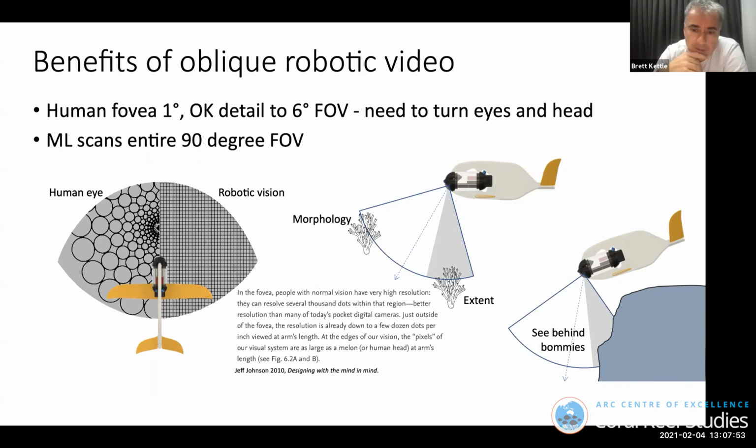The thing about the oblique camera view is it allows us to see morphology in the far field, as well as vertical views and extents and percentage covers, etc., in the down view portion of the same image plane. It also allows us to do funky things like seeing behind a bommie as the glider flies over it. Even without the glider going nose down over a bommie, we actually get, for a brief few frames, a view of the back edge of that bommie.